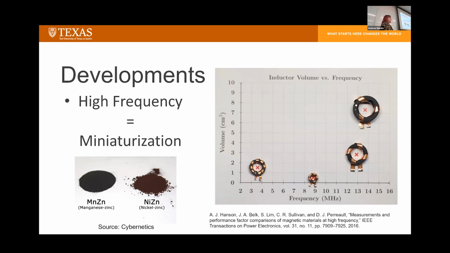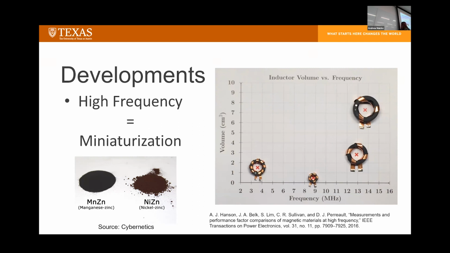So developments in this field are all about high frequency, as I was mentioning, because high frequency typically means miniaturization of these components. So you can see on this graph that as frequency increased to a certain point, the component got smaller, but then because of some issues with the core, the size did increase because we had to make up for the loss and things like that, but it's still promising.